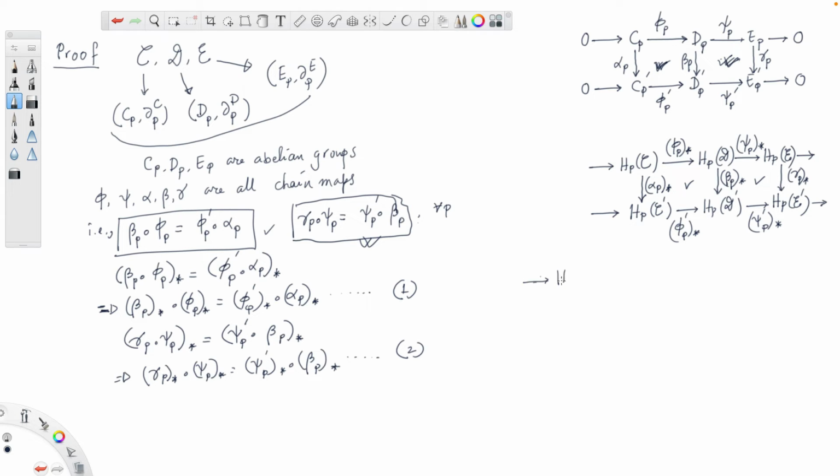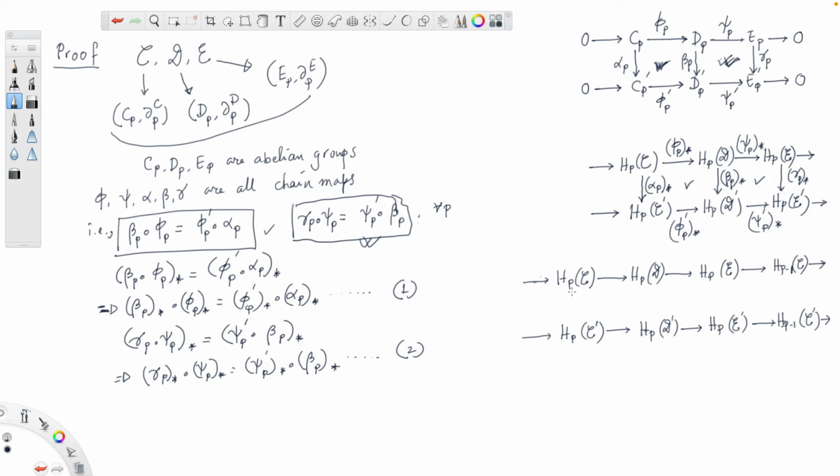Here is that diagram. The pth homology group of the chain complex C to HP of D to HP of E to HP minus 1 of C and goes on to the right, and here at the bottom we have HP of C prime, and that gets mapped to HP of D prime, and then from HP of D prime to HP of E prime, and then from HP of E prime to HP minus 1 of C prime, and goes on to the right like that.